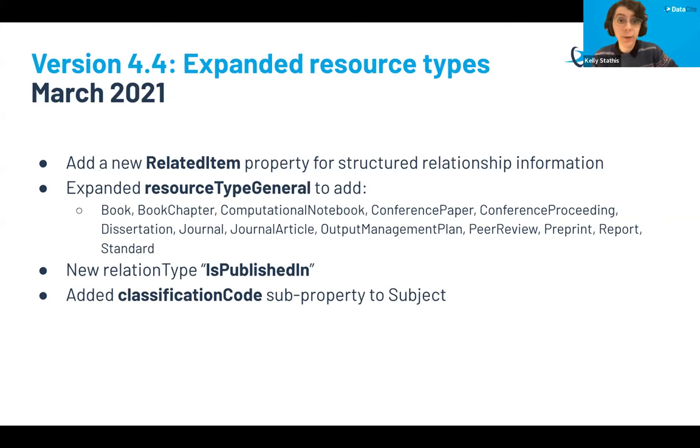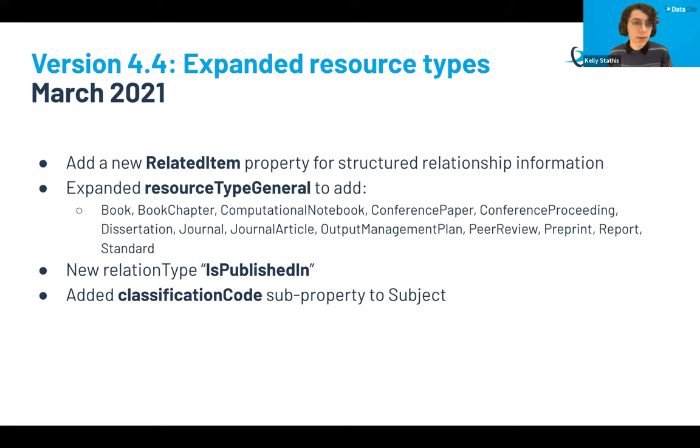And then that brings us to version 4.4, which is the most recently supported version. And version 4.4 added a new related item property for structured relationship information. And this enables representation of related resources that don't have an identifier. And previously this wasn't possible because the only option was the related identifier property for a related resource.